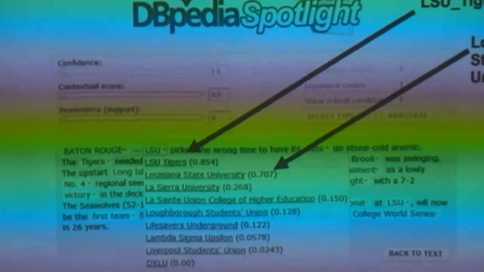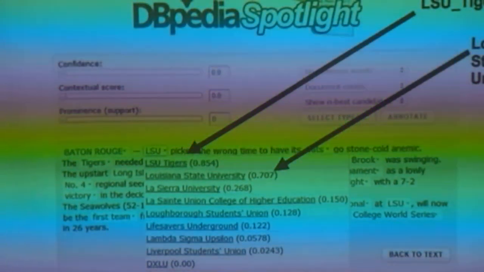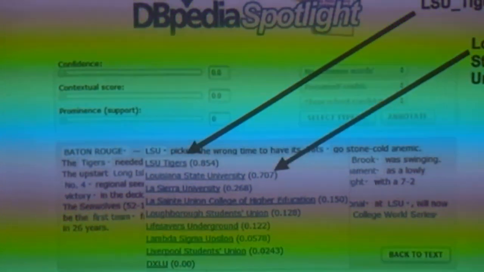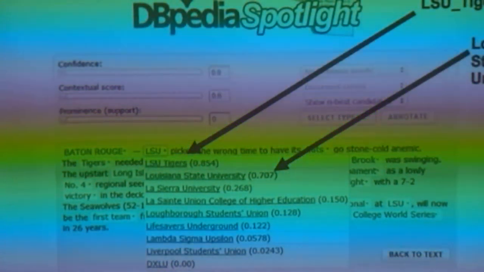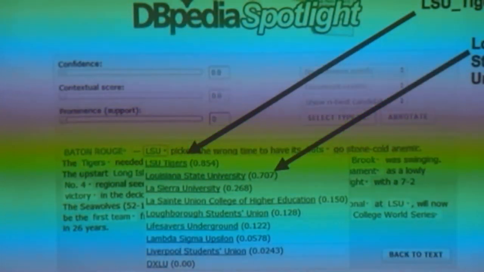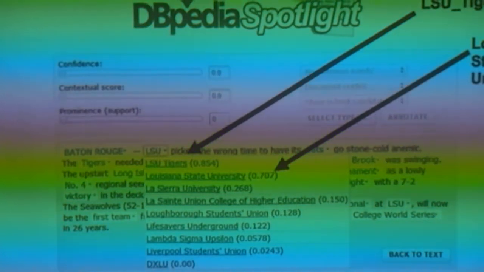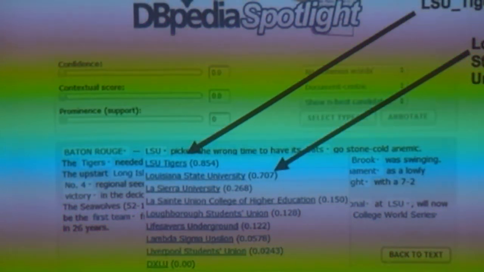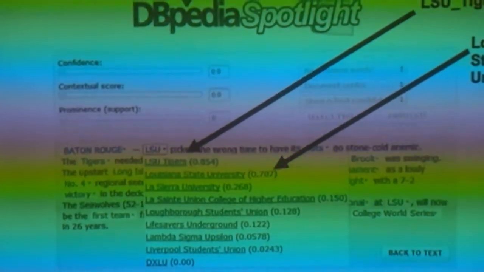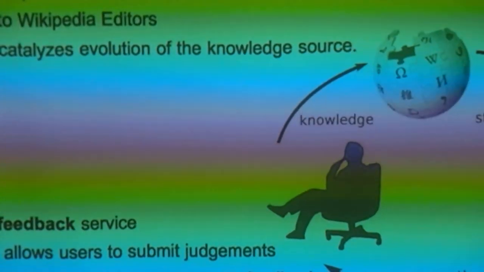But in this case, there's an interesting thing here. If I stopped and asked all of you what LSU means, I bet that some of you would say it's Louisiana State University. But it turns out that in this context, it actually means LSU Tigers. So it's not talking about the university, it's talking about the team of that university, right? And here, the system shows all the possible candidates and their contextual scores. And LSU Tigers was actually picked as the top. So this is a good example.